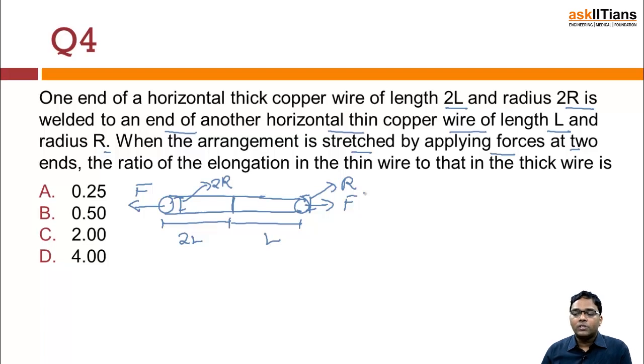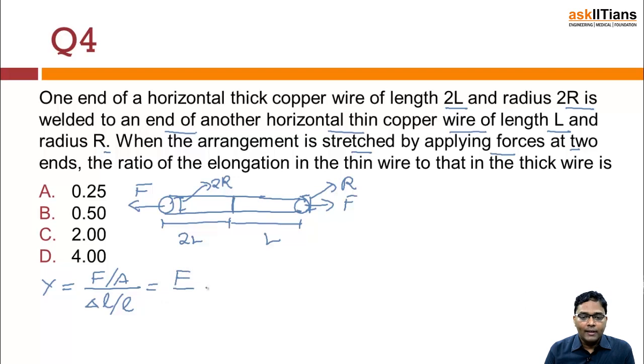So when you are applying the forces on both the ends, just using the Young's modulus, we know that it is the same copper wire, same copper effectively, so the Young's modulus value remains the same. So Y, we know, is equal to force per unit area divided by the change in length per original length. If I simplify this, it becomes F divided by A into L divided by delta L. Now it says the ratio of the elongation of the thin wire to that of the thick wire. So we need the ratio of the delta L's. From here, we can say delta L can simply be given by FL divided by A into Y.